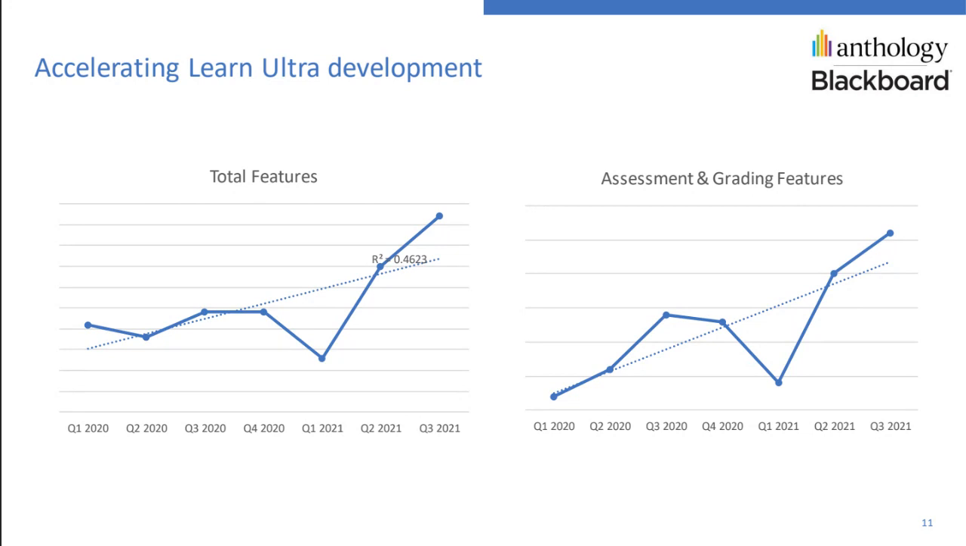We're continually growing the size of the team and are ultimately aiming for Learn Ultra to be really a fundamentally different and better LMS by the start of next academic year. And obviously with the recent merger of Blackboard and Anthology, this doesn't change any of that. We definitely stay the course. And in fact, if anything, the merger has actually increased the core focus around this and actually will help us accelerate that development for Learn Ultra.